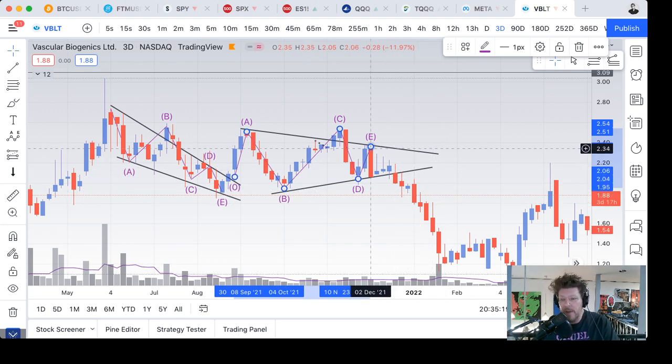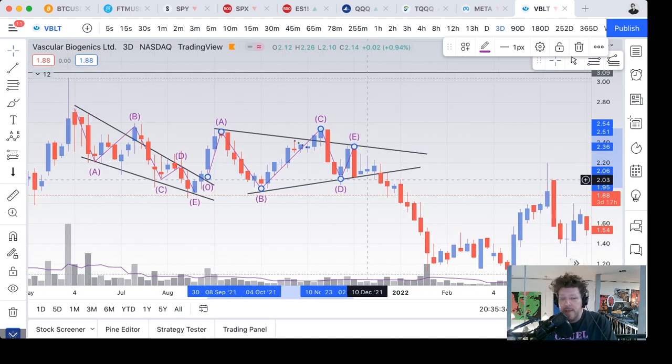Once you get to the E wave, generally with a pennant, your E wave will do a few things. It might break out here and retest and then bounce, or it might break out and then fail, or it might go down. And in this case, this is what it did.